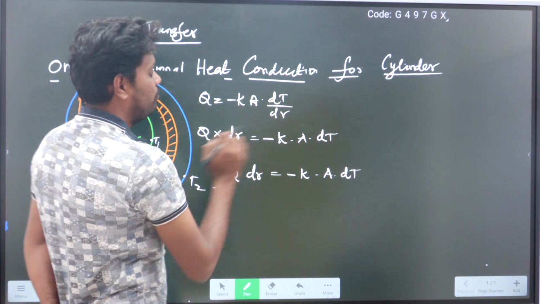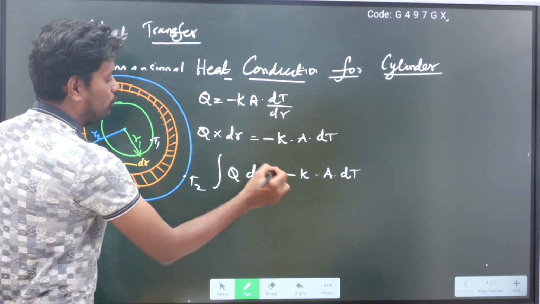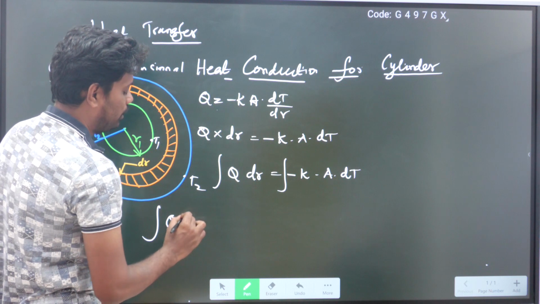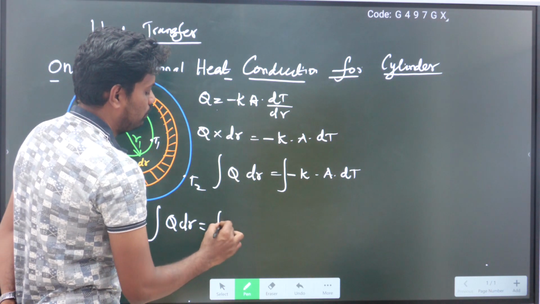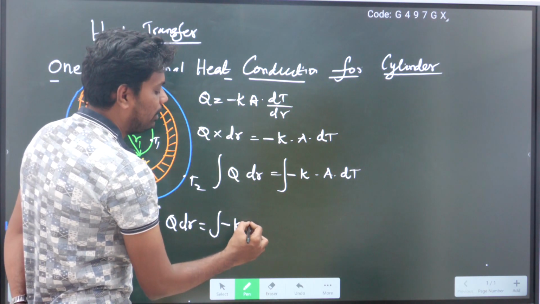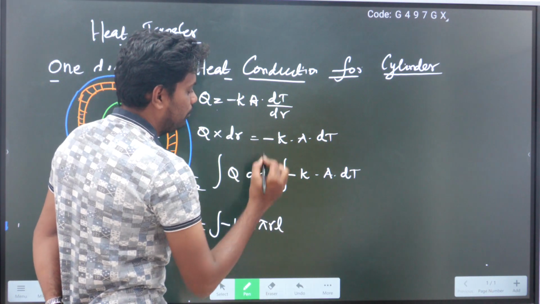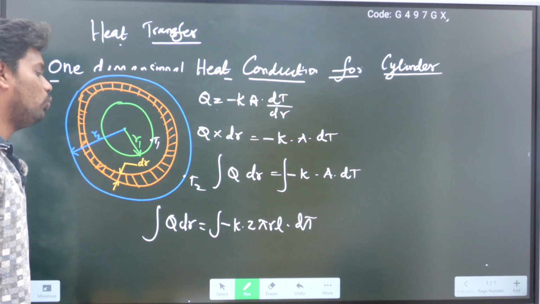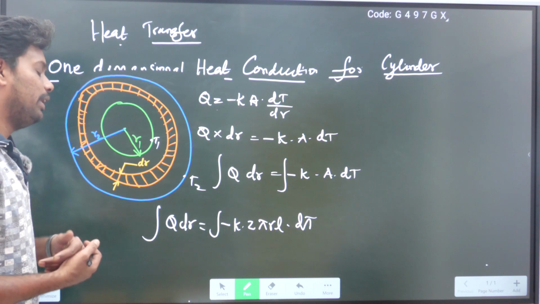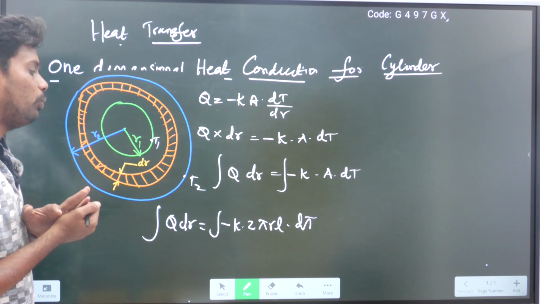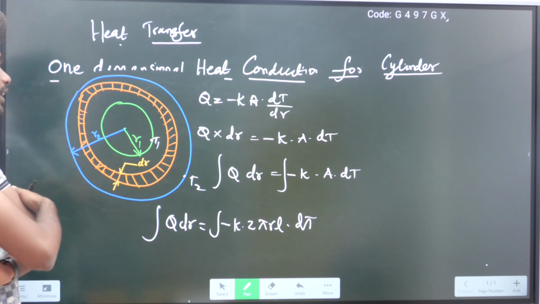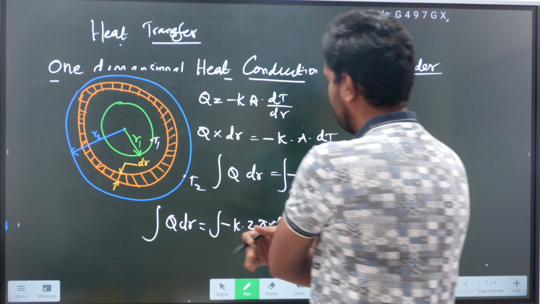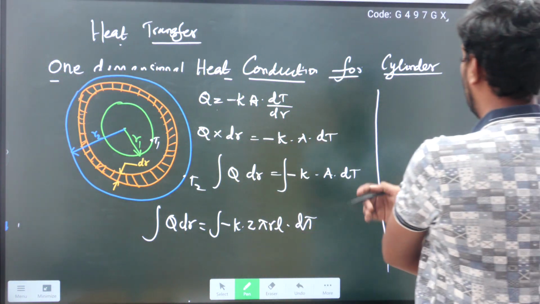But here we have to write the area of the cylinder. So let Q dr be equal to the integration of minus K, where the area of the cylinder is 2 pi r L, into dT. So the integration of Q dr is equal to the integration of minus K into 2 pi r L dT. How can I take this to this side and integrate? I have to bring the r term to the other side.